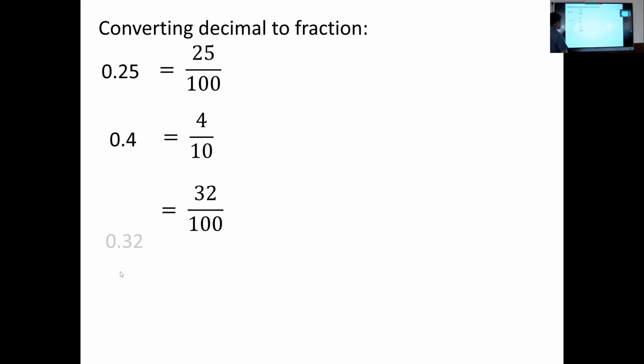Here also, in 0.32, we have two decimal places. That's why we are going to put two zeros after 1. So it will be 32 out of 100, and 2.5 can be written as 25 out of 10.